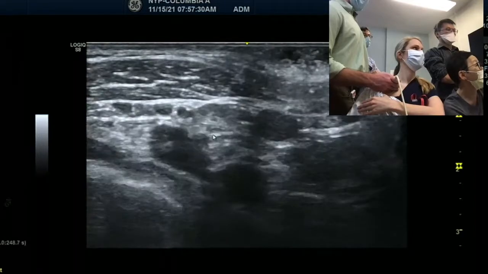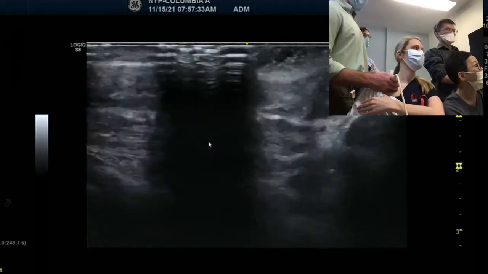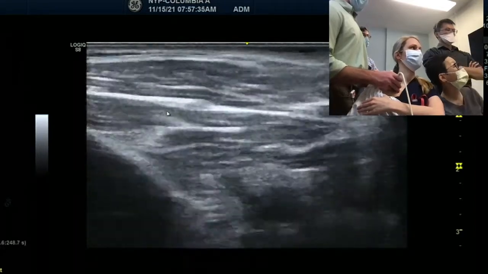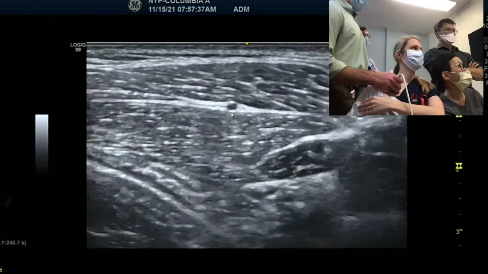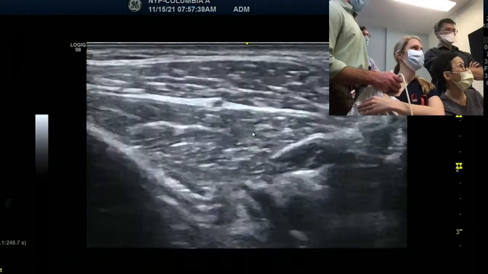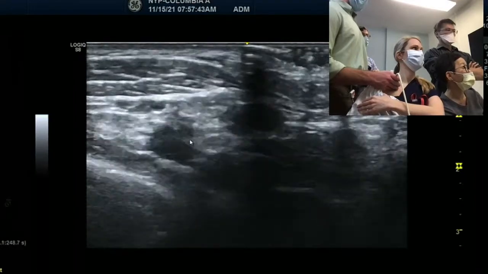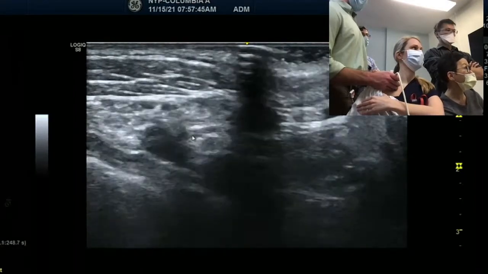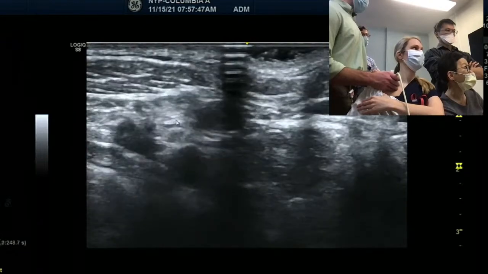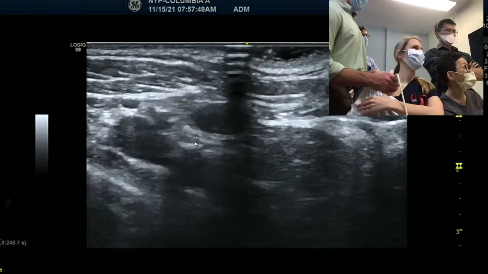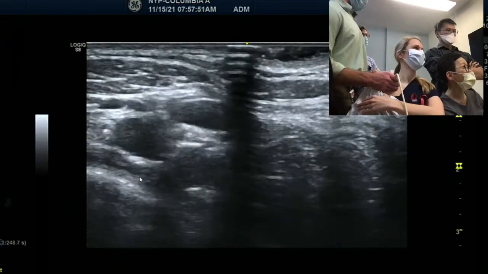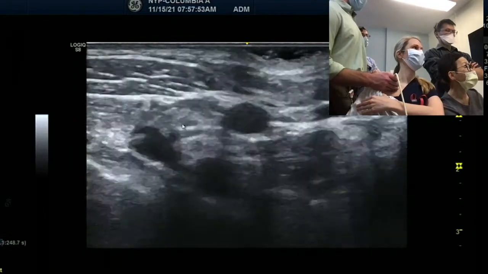So you can follow this lateral pectoral nerve to find that lateral cord. Let's follow. We're coming back. Coming down. Down, come down. Here. So this is the lateral cord area. And then this is the posterior cord, and the medial cord is going to be here. It's surrounded.